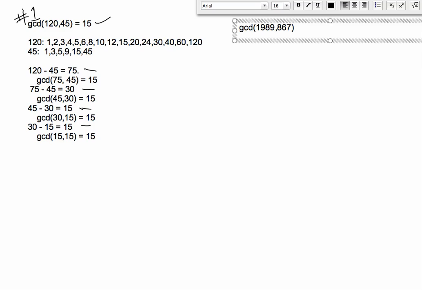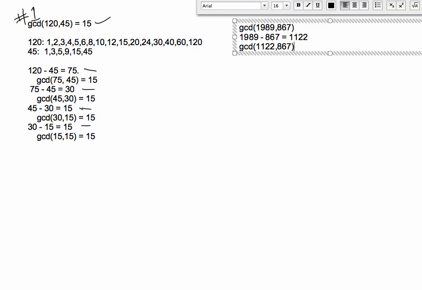Anyway, the method that we did was we took the two numbers and we subtracted them. And if you notice, I always put the smaller one second and the bigger one first, and I always subtracted the smaller one from the bigger one. So let's do that. Let's take 1989 minus 867, and when I do that, with a little quick mental math, I get 1122. So theoretically, if what we did before was correct, this should be the same as the GCD of 1122 and 867. Okay, great.